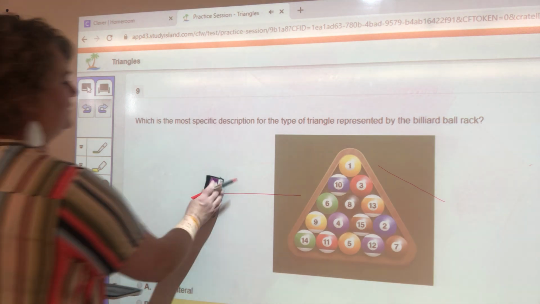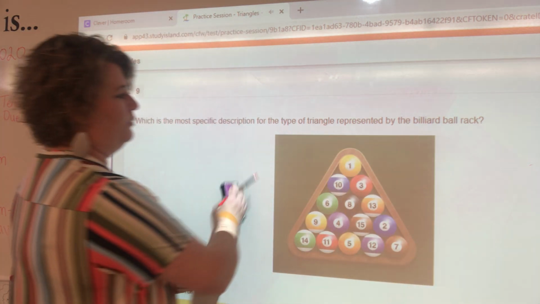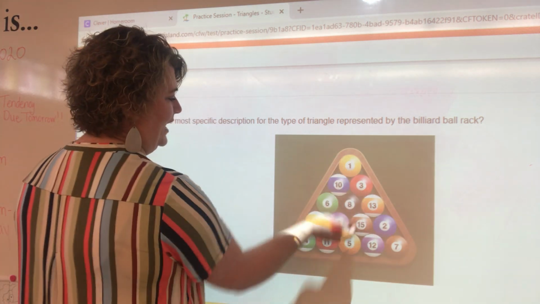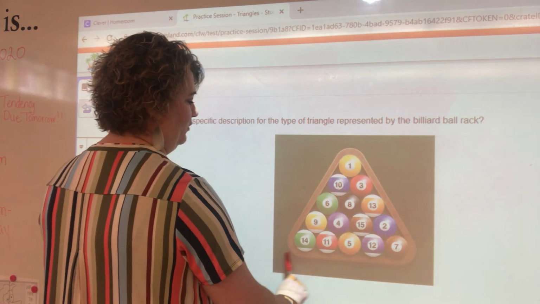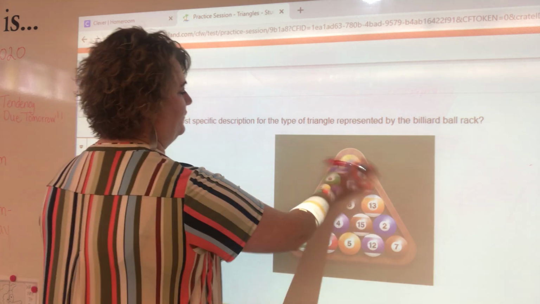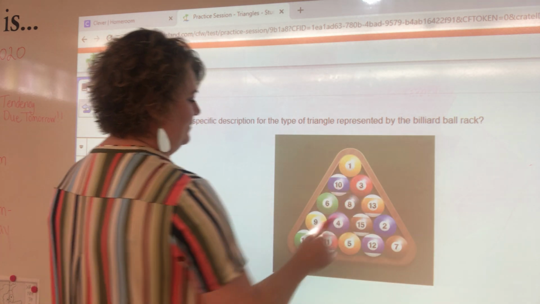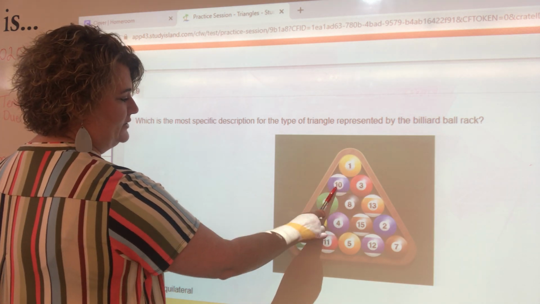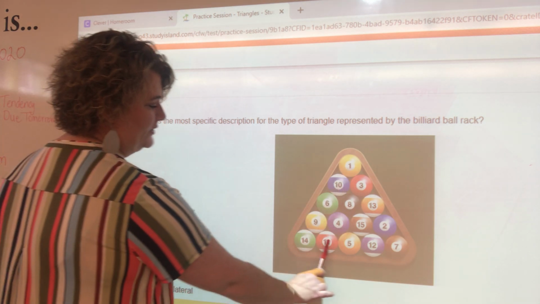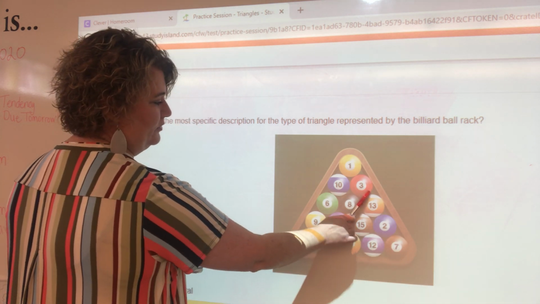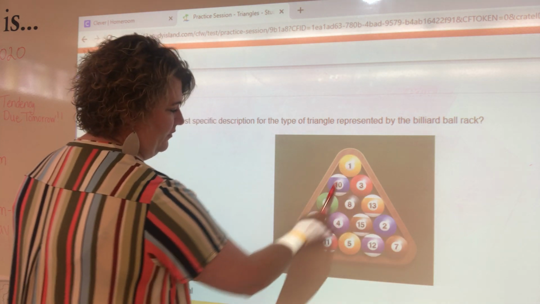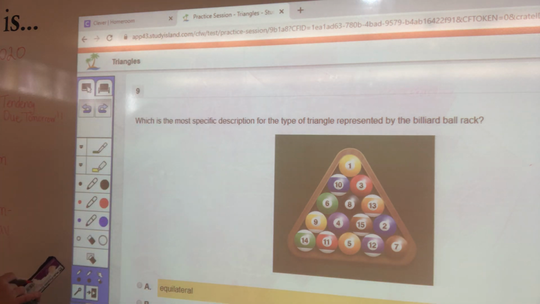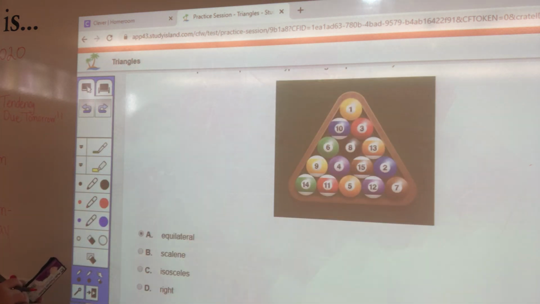What's the most specific description for the triangle represented by the billiard ball rack? This to this to this. If I flipped it over, would it look exactly the same? Yes. If I flipped it again, would that look exactly the same? Yes. In fact, think about the amount of balls that are on one side. 1, 2, 3, 4, 5. That means 5 balls can go here, 5 balls can go here, 5 balls can go here. That means it's all exactly the same. So that's an equilateral.